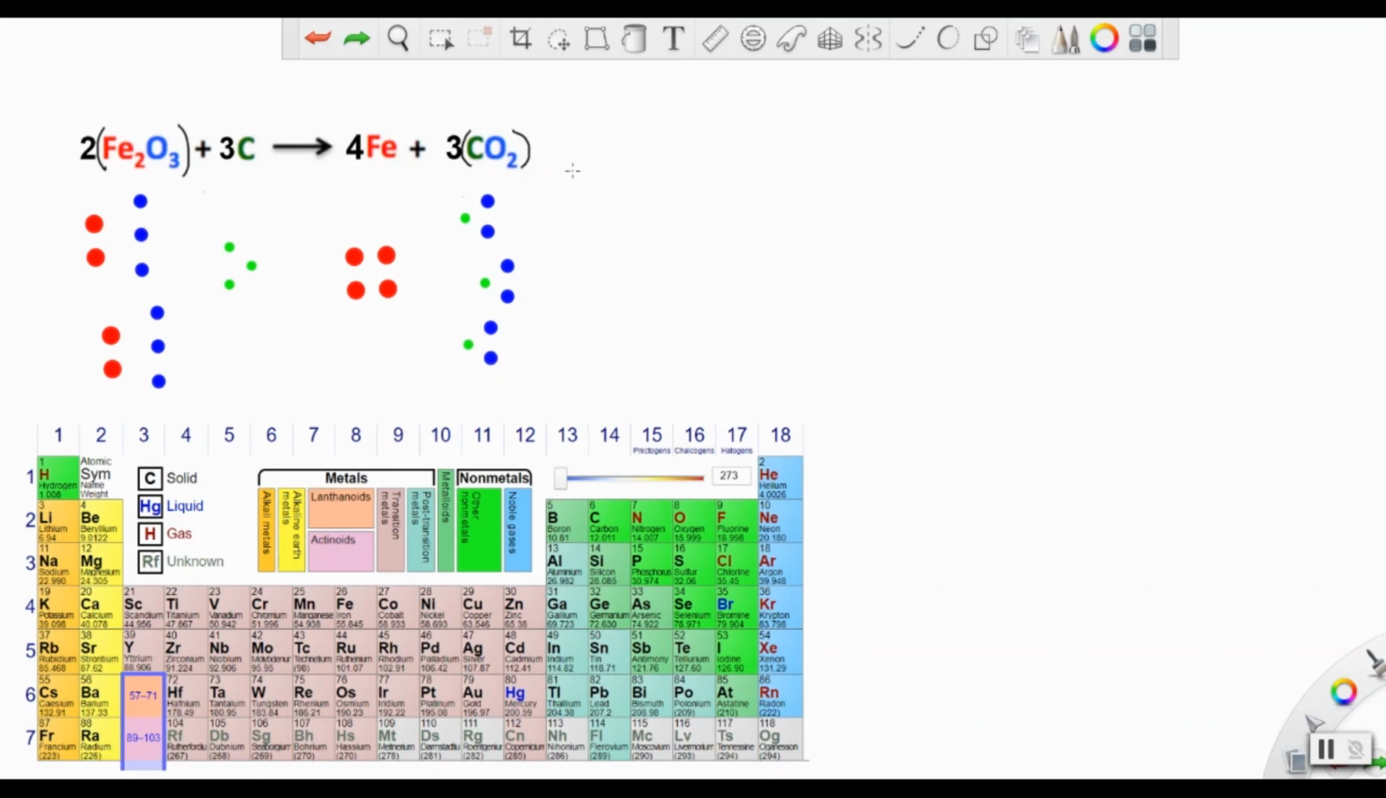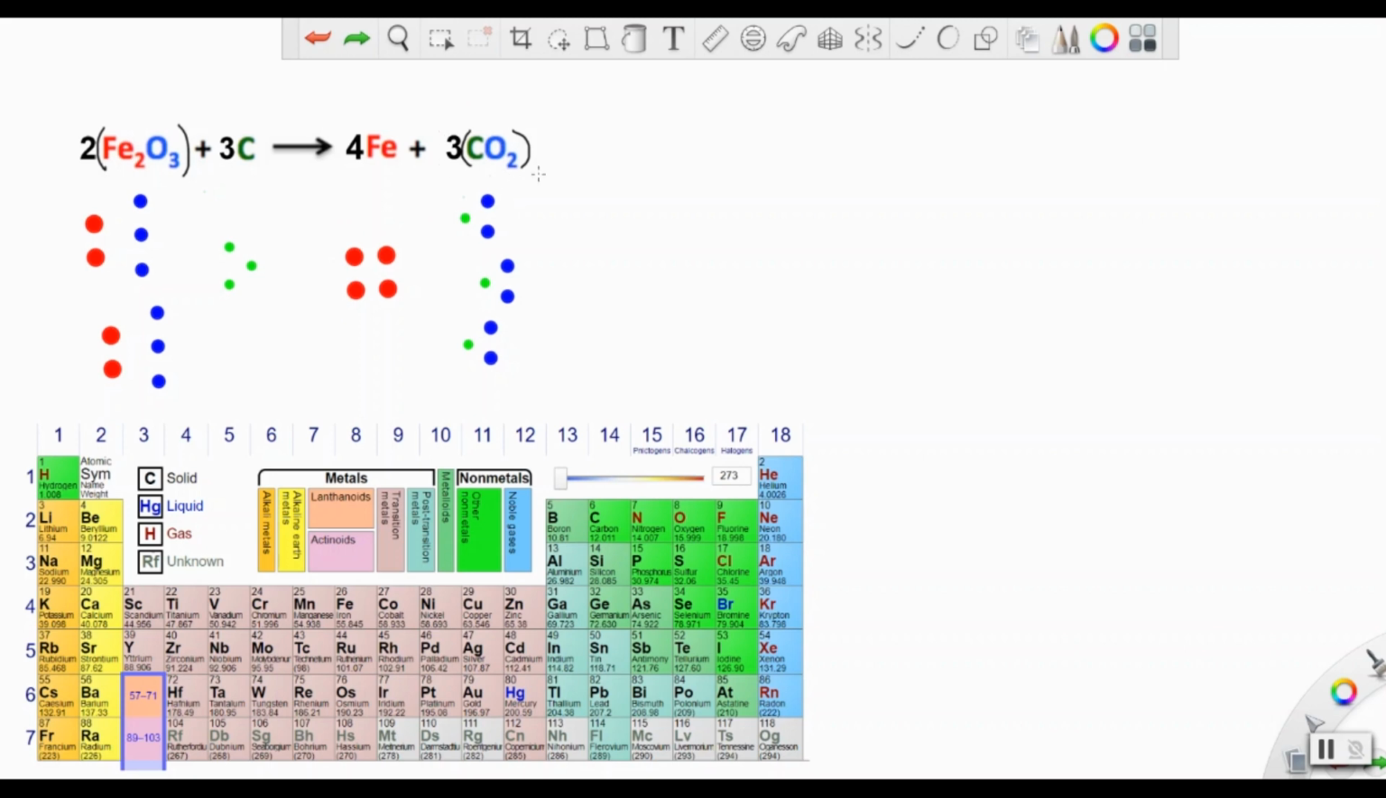Now, if we know what chemicals are going to form, so we know we're going to get just plain iron and just plain carbon dioxide, then we can rearrange our marbles until we get the correct number of them. So we know we have 4 iron atoms available ahead of time. So when we get pure iron out, we'll get 4 atoms of it.